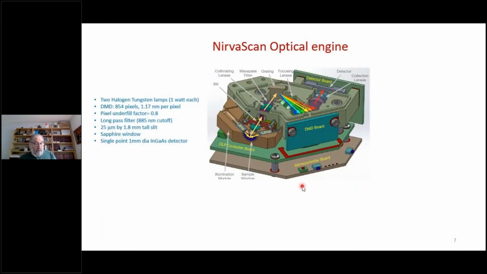Okay, this is a 3D diagram of the instrument, and you can see the two lamps at 45 and 135. There's a slit here, 25 micron by 8.8 millimeter, the diffraction grating, the board, and then the detector.